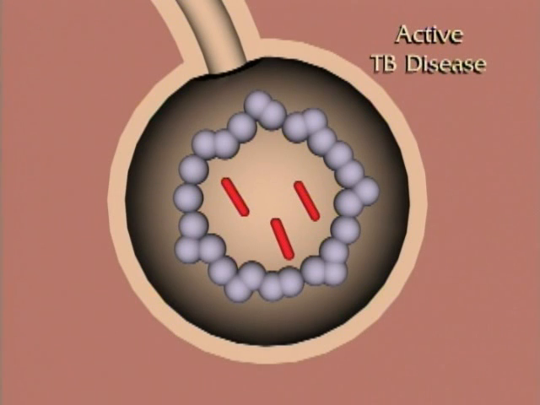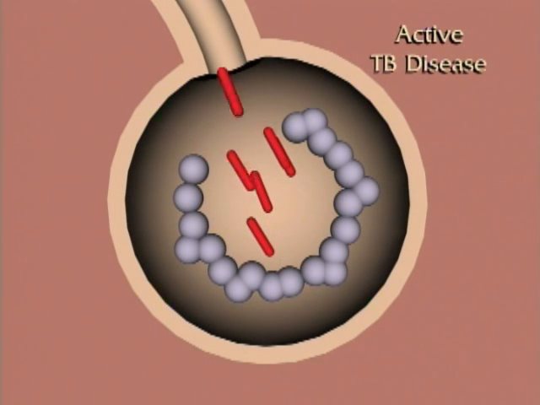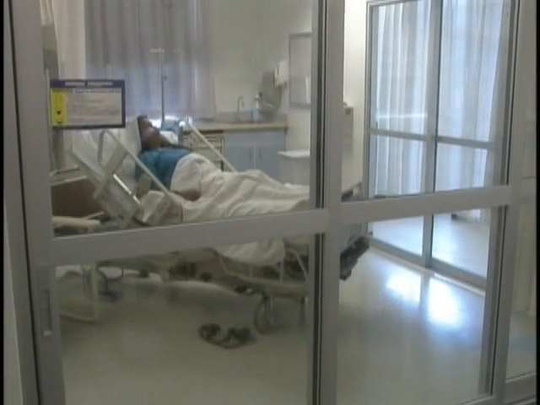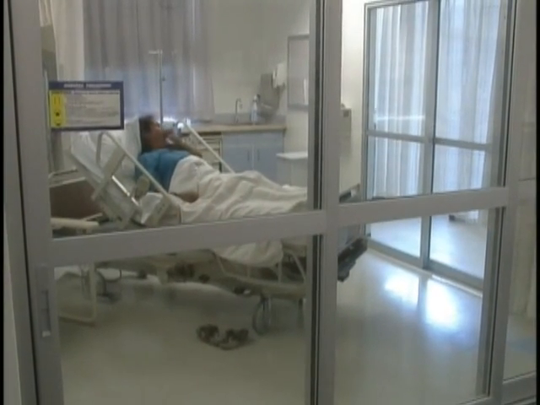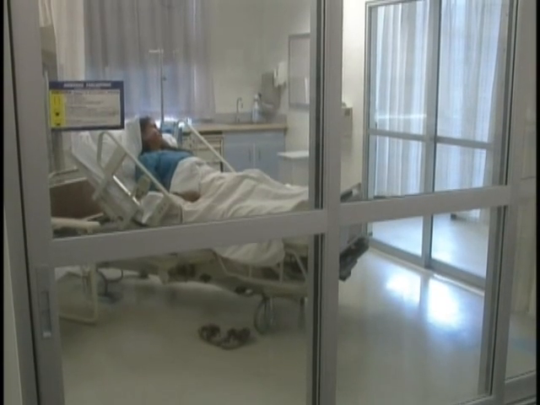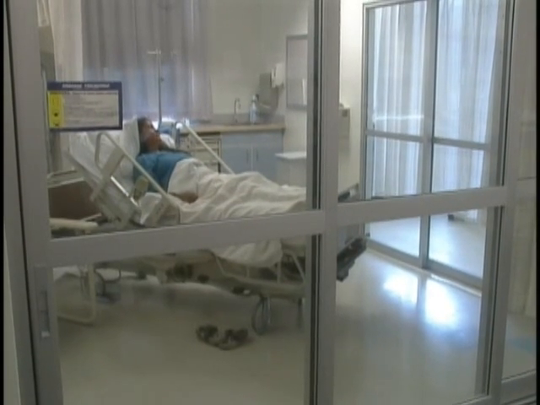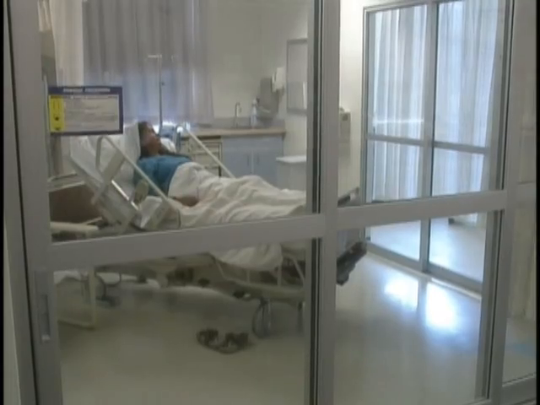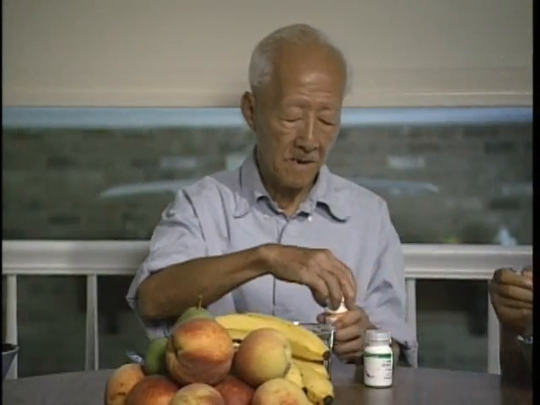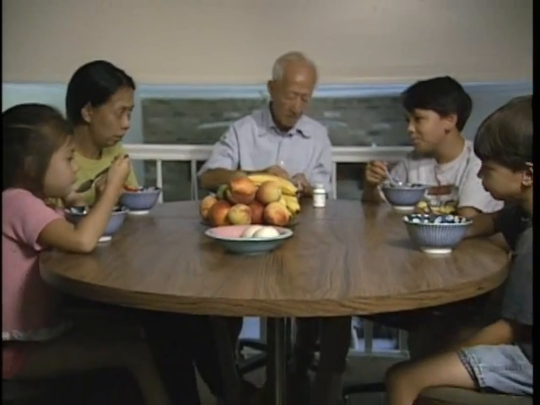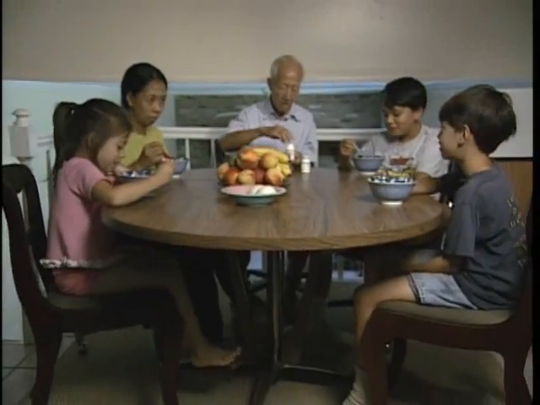However, an infected person remains at risk of developing active TB disease at any time. The bacteria can become active and multiply, especially if the immune system becomes impaired. The bad news is, approximately 2 million people in the world die each year from active TB disease. The good news is, people who have latent TB infection can get treatment that will prevent the development of active TB disease.